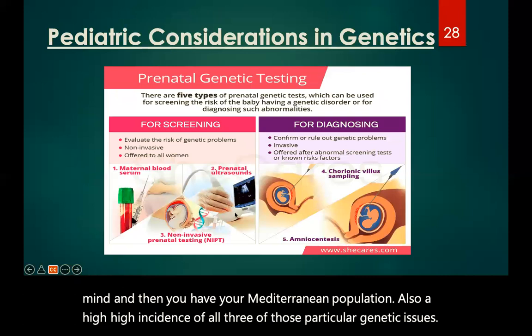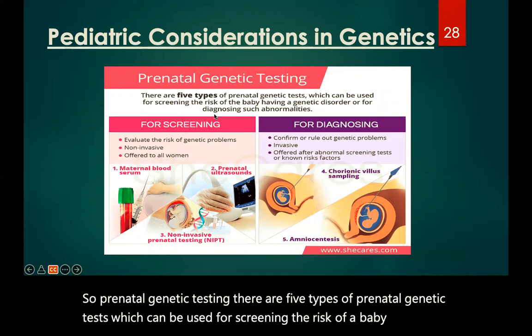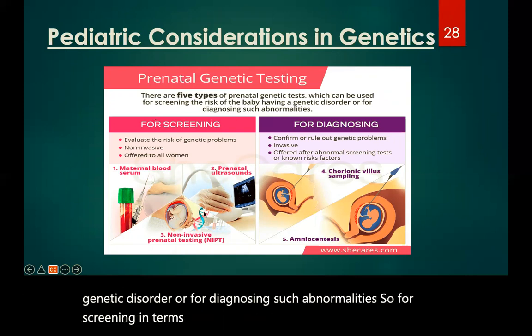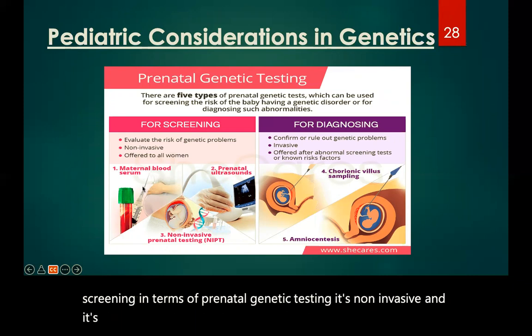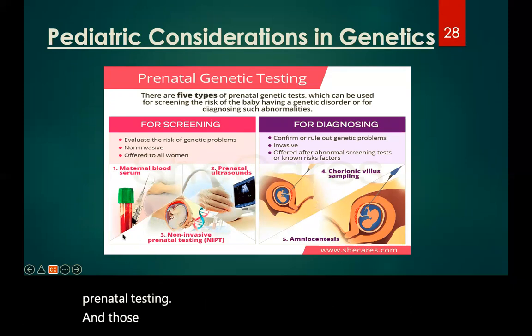Okay, so prenatal genetic testing. There are 5 types of prenatal genetic tests which can be used for screening the risk of a baby having a genetic disorder or for diagnosing such abnormalities. So for screening, in terms of prenatal genetic testing, it's non-invasive and it's offered to all women. They do blood work, maternal blood serum. They do prenatal ultrasounds and they do non-invasive prenatal testing. And those are of a low or no risk to the baby, the fetus.